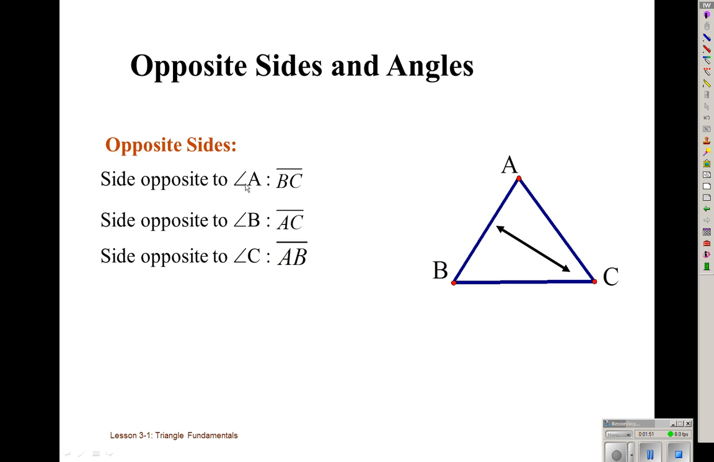Notice also, the angle and the sides all use different letters. That's another way to keep track of things. Since I used A in angle A, I'm not going to use A in the segment name. And that works for angle B, segment AC, angle C, segment AB. So the angle and the opposite side all have 3 different letters.